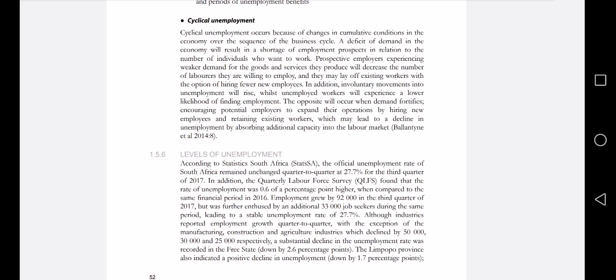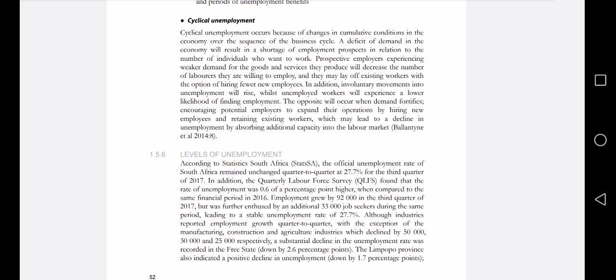Prospective employers experiencing weaker demand for the goods and services they produce will decrease the number of laborers they are willing to employ, and they may lay off existing workers with the option of hiring few new employees. In addition, involuntary movement into unemployment will rise, whilst unemployed workers will experience a lower likelihood of finding employment.